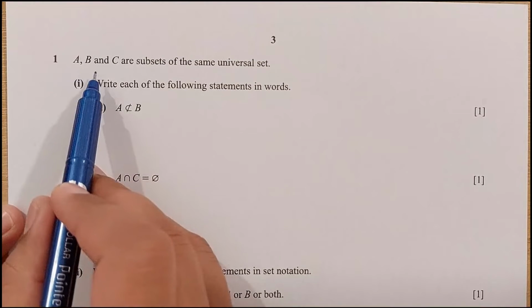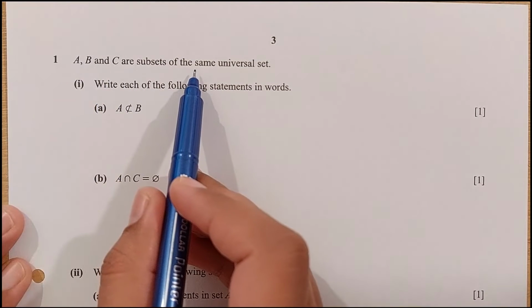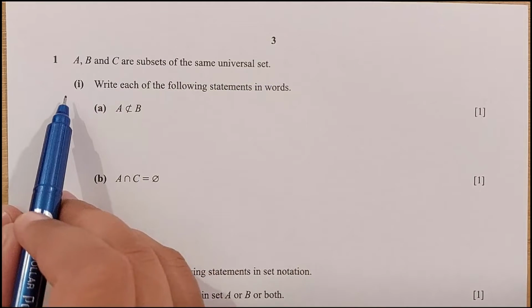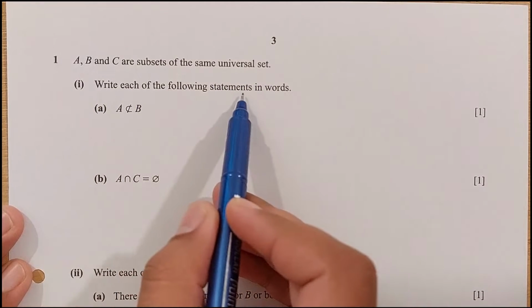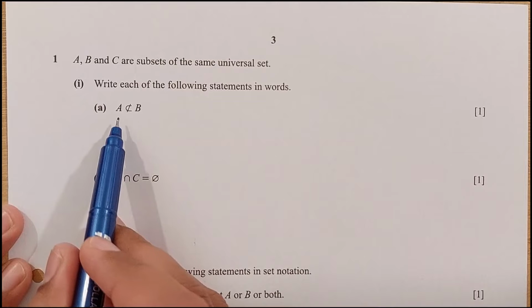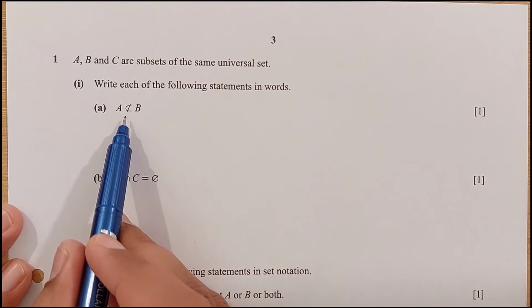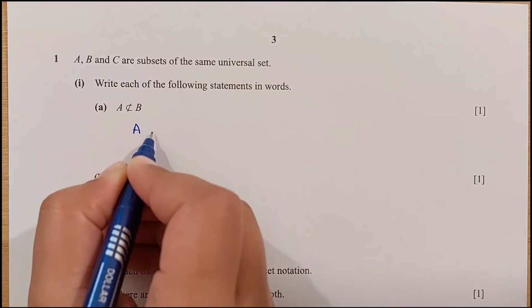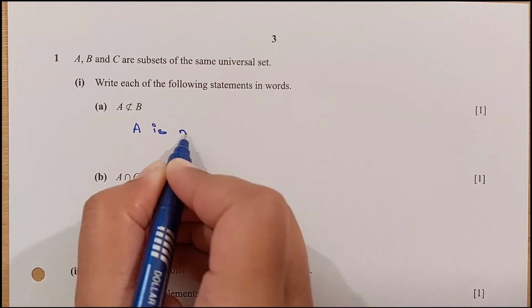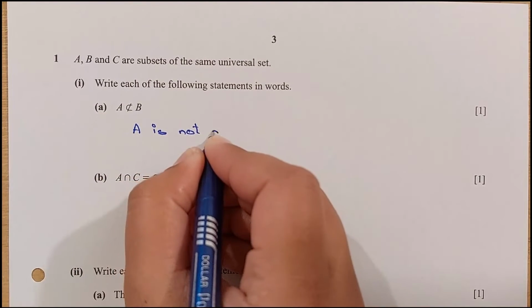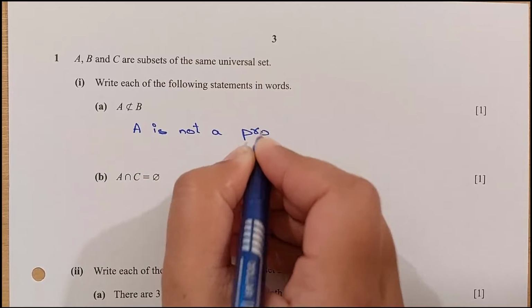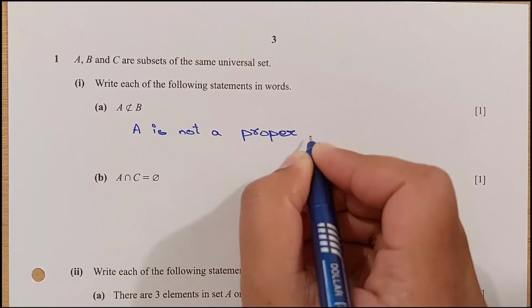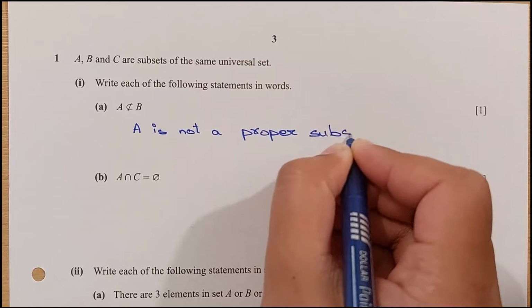Question number 1, A, B and C are subsets of the same universal set. Number 1, write each of the following statements in words. A is not a proper subset of B.